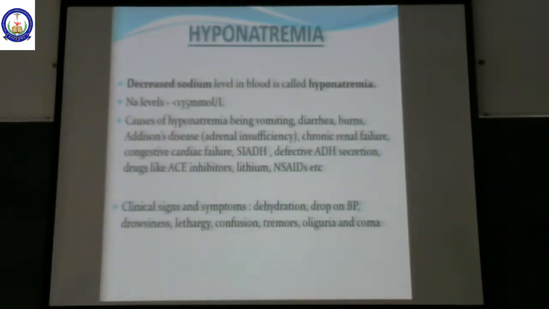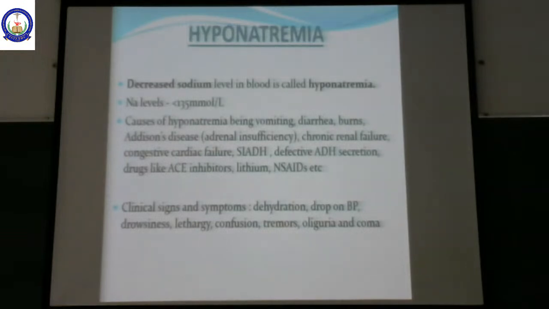How about hyponatremia? A decrease in the sodium level is hyponatremia. Any sodium level less than 135 millimoles per liter is hyponatremia. Where does it occur? It occurs when there is loss of fluid, right? Vomiting, diarrhea, burns, adrenal insufficiency, chronic renal failure, congestive cardiac failure, defective renal secretion, and drugs can cause this decreased sodium.